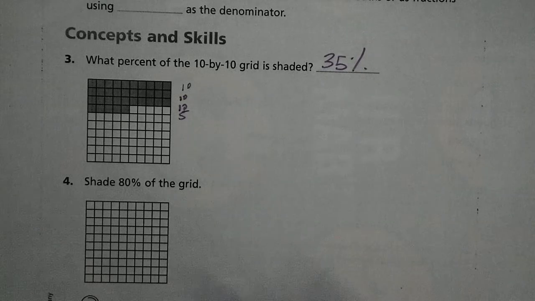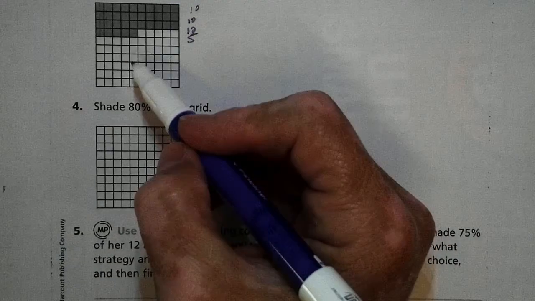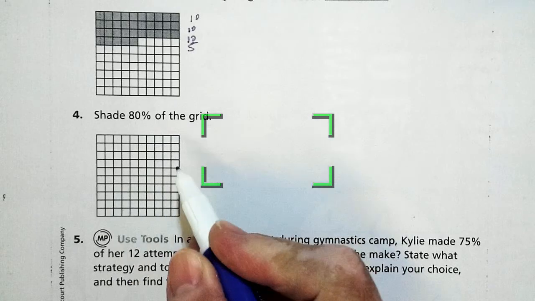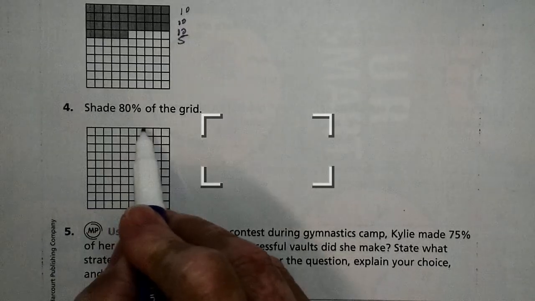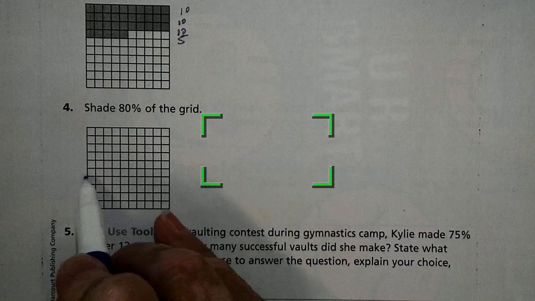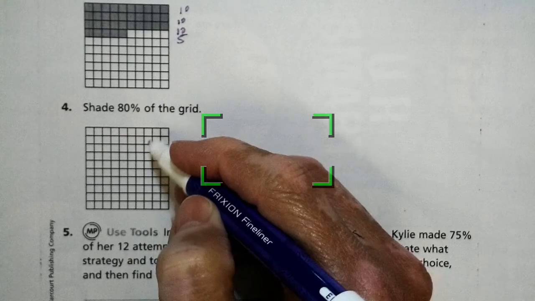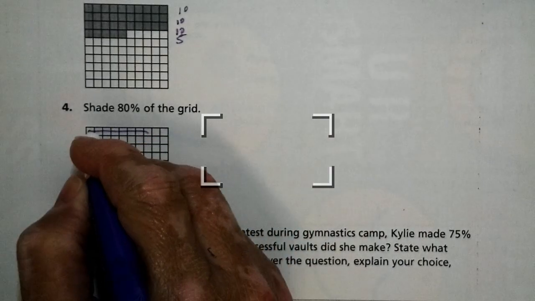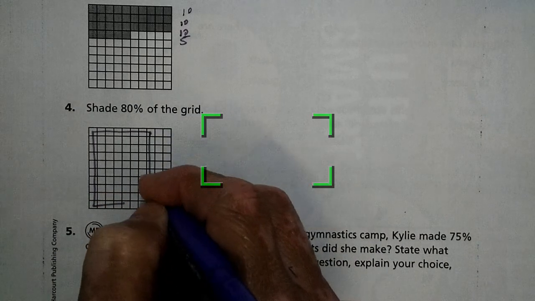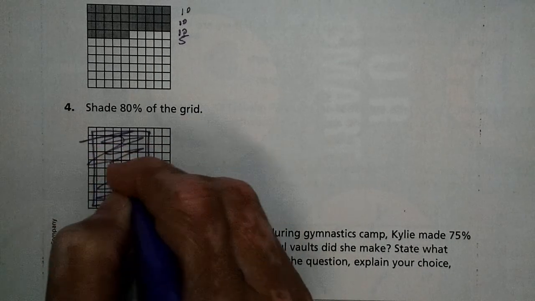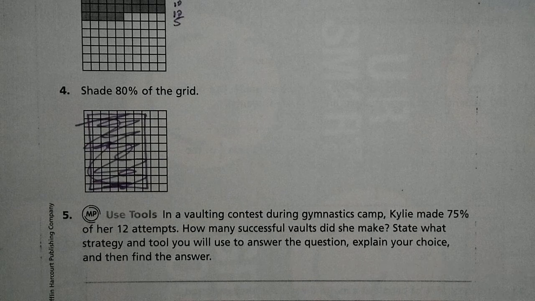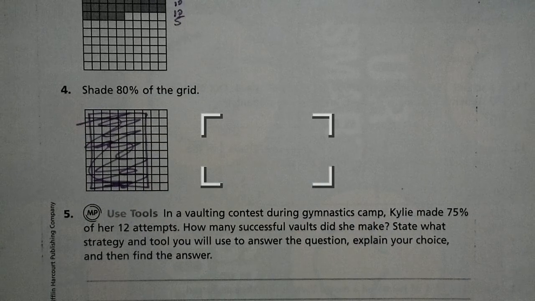Okay, all right, so then we need to shade 80%. So it doesn't matter, guys, if I shade 8 rows this way or if I shade 8 rows down, okay? But basically, you should have 2 rows with no shade at all. So 2 rows left open with no shade.